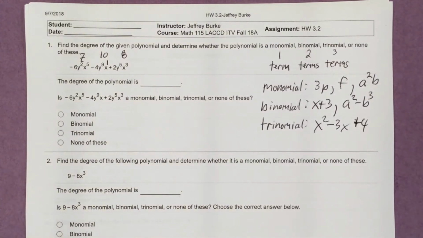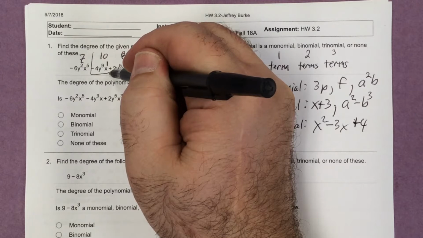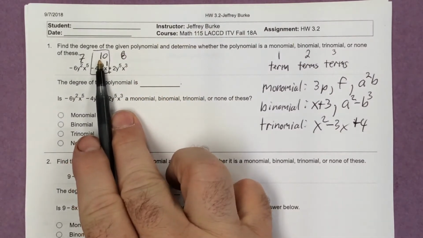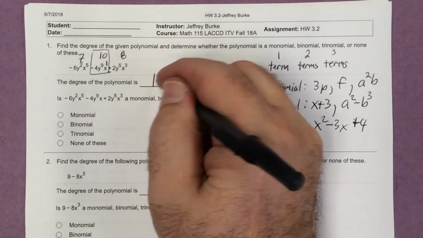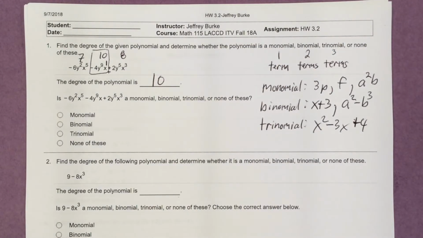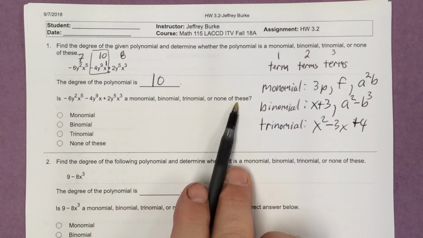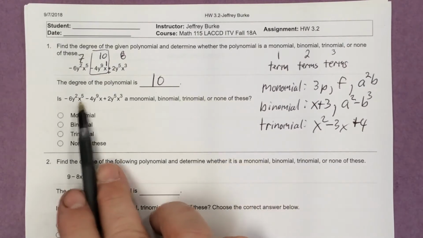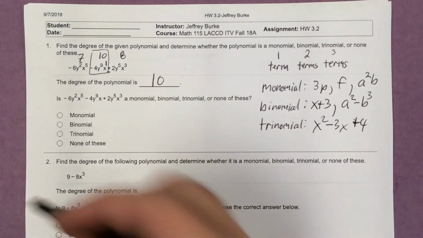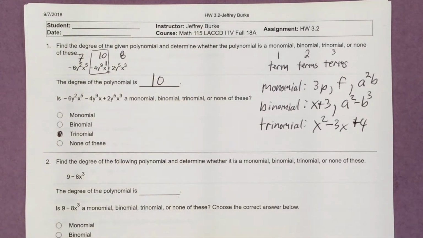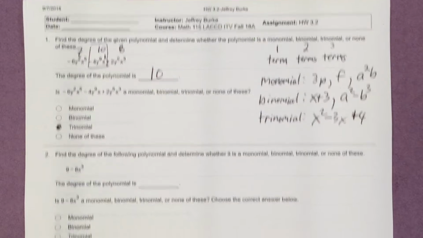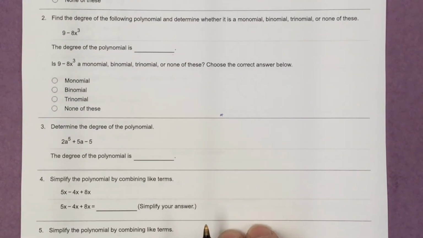And then the degree of the polynomial is simply determined by which term has the highest sum of exponents. The second term has a sum of exponents of 10. Therefore, the degree of this polynomial is going to be 10. And the other question they're asking: is it a monomial, binomial, trinomial, or none of these? Well, it's definitely a polynomial, but since it has 1, 2, 3 terms, it is going to be a trinomial. So let's go ahead and move up to question 2 now, and let's see what that says.